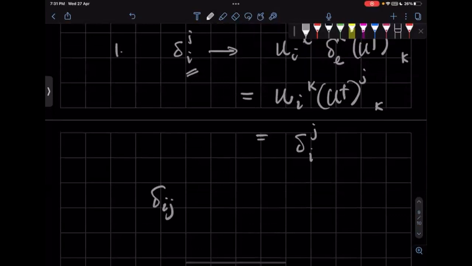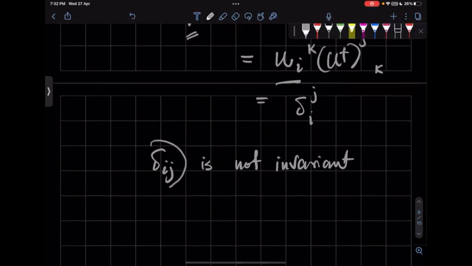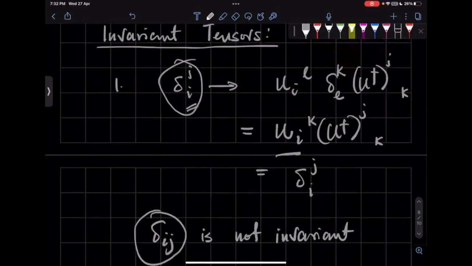However, delta ij with both indices downstairs is not invariant, right? Because in that case, we'll just get two factors of U, which will not cancel each other. We won't get a factor of U dagger. Is this clear? Is this clear why this is not invariant and this is? Because both of the indices are downstairs. Yeah, exactly.